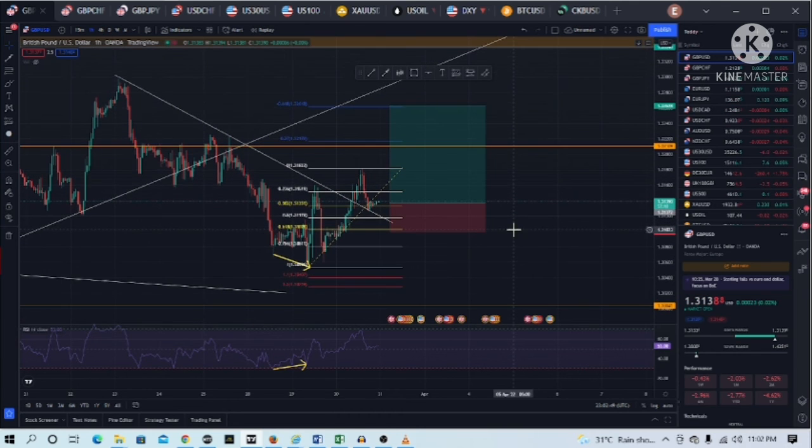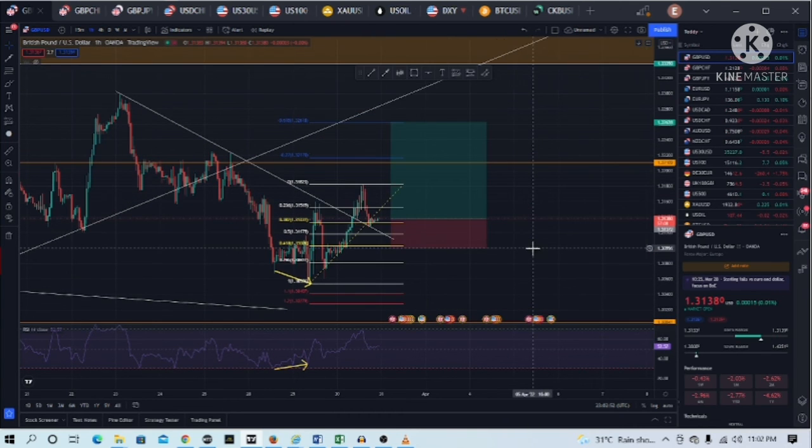So guys, this is the trade I'm calling out on GBPUSD. You can monitor price yourself and then enter accordingly. So that's it for now.